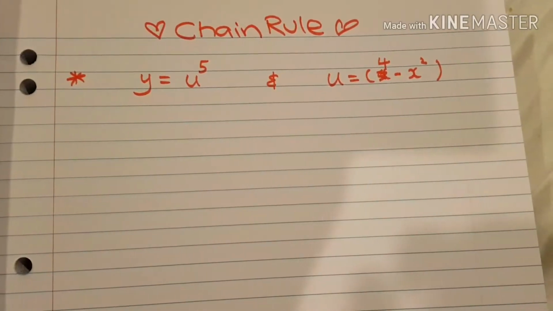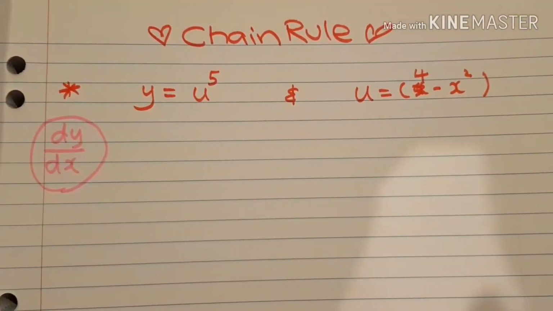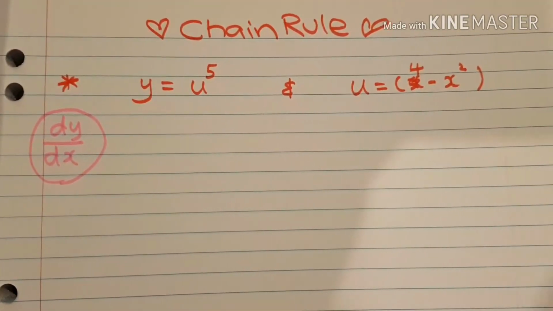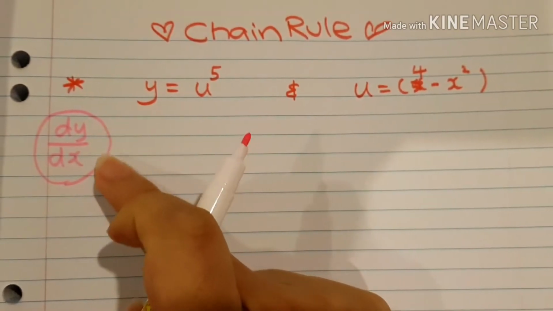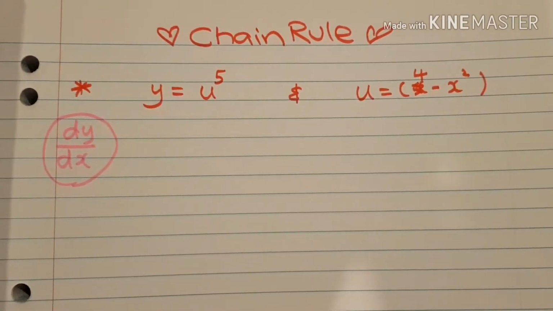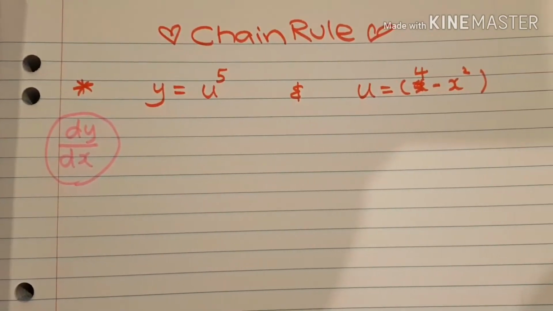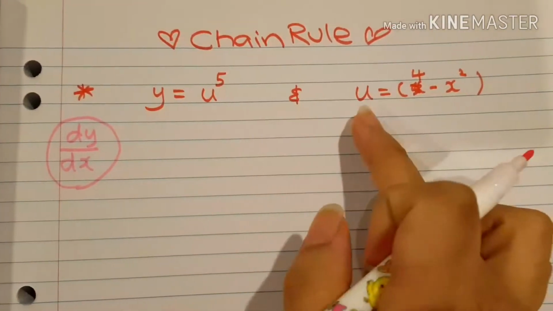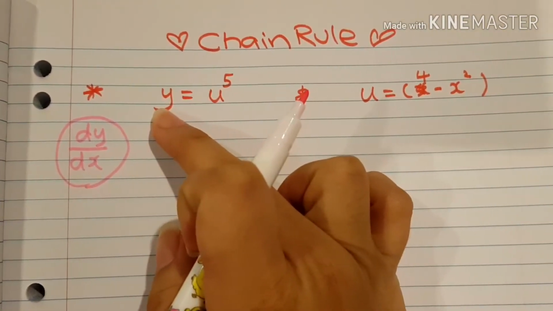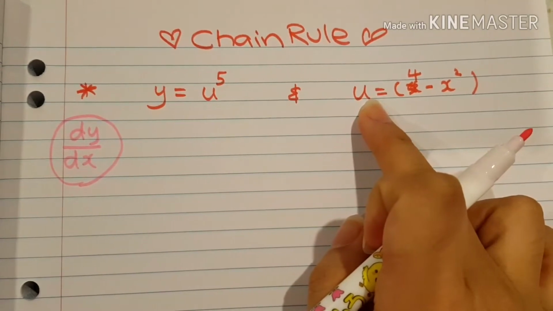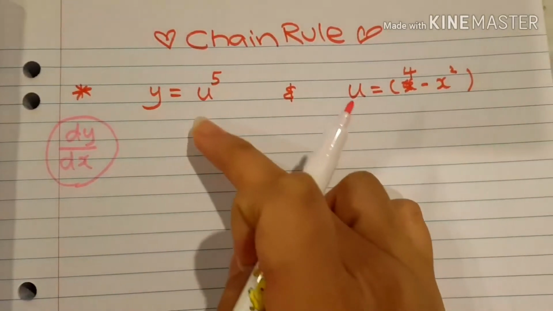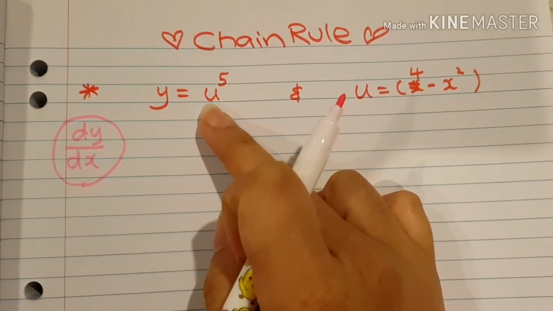However, let's try another way. Our main goal here is to get dy over dx. However, how should we get dy over dx when we have two different functions, which is y and u? Okay, let's have a go at differentiating this first.